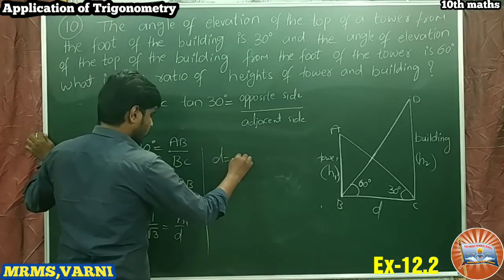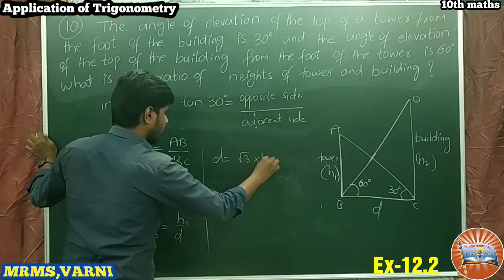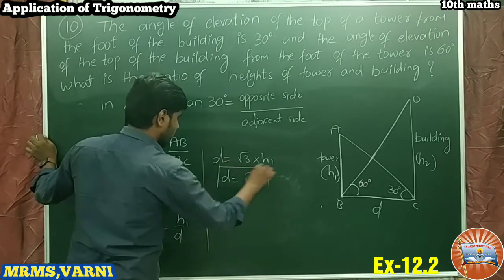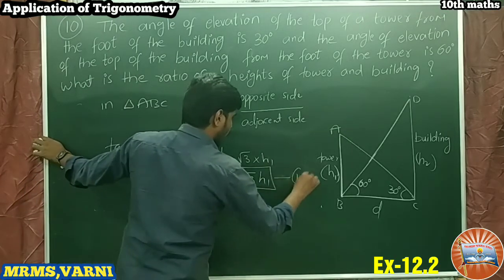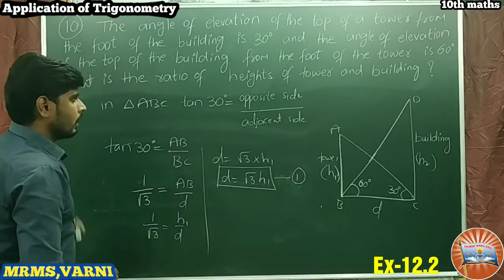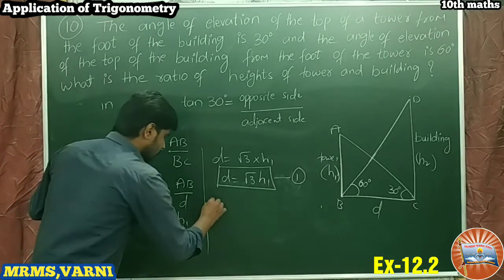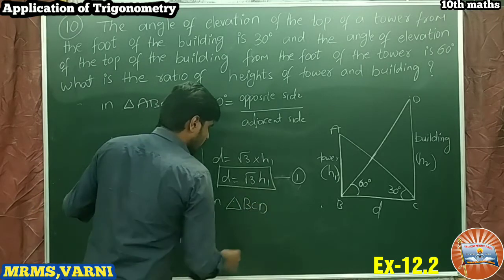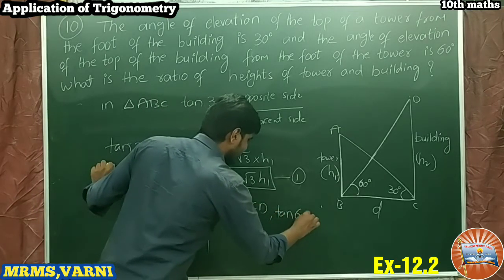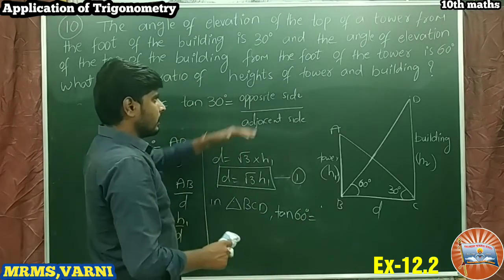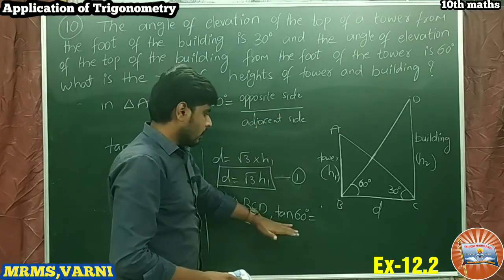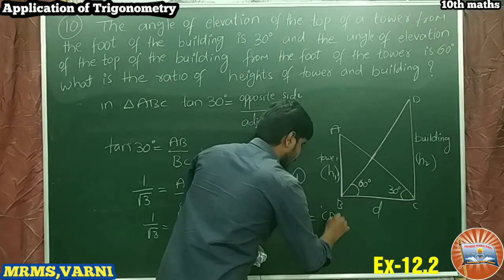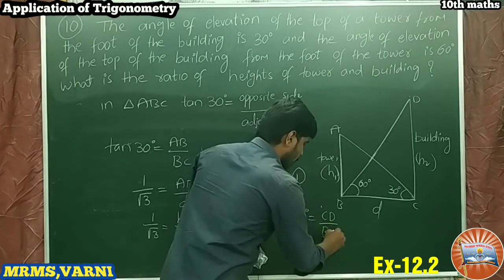D is equal to root 3 into H1, so D is equal to root 3 H1. This is equation 1. Next, in triangle BCD, tan 60 degrees is equal to the opposite side by the adjacent side. The angle is here. CD is the opposite side and BC is the adjacent side.